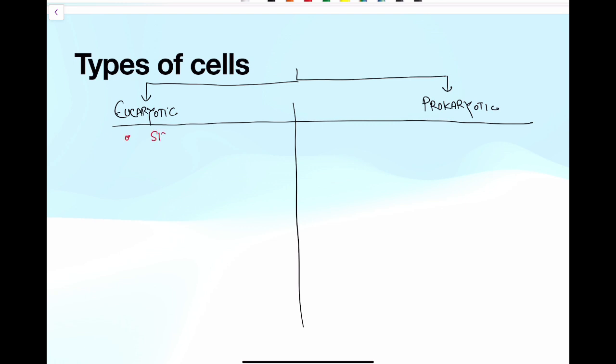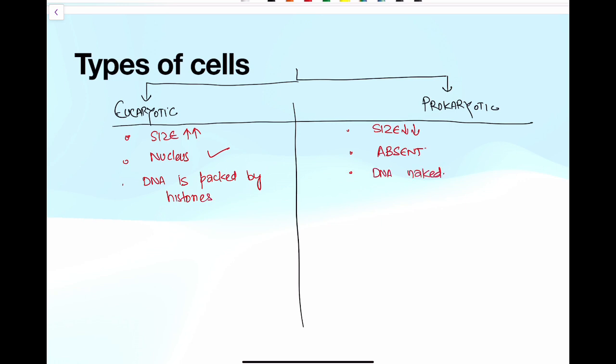So first of all, size of eukaryotic cell is more, size of prokaryotic cell is less. Second important thing, eukaryotic cell has a nucleus, but in prokaryotes the nucleus is absent. So DNA is packed by histones in eukaryotic cell, but in prokaryotes the DNA is naked, which means that it's not packed by histones. Next point, importantly, there are several double-stranded linear molecules of DNA, which we call chromosomes. But in prokaryotes there is a single double-stranded circular DNA molecule, which is a very important point.